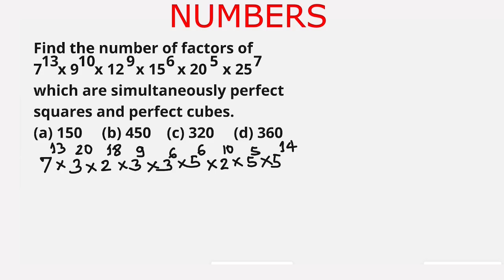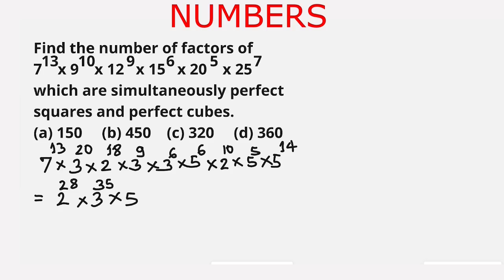Now we have all prime numbers. So we properly arrange it from lowest to highest prime numbers. So this will be 2 to the power 18 multiplied by 2 to the power 10. So we will add their powers. 18 plus 10 is 28 multiplied by 3, and power of 3 we count. 3 to the power 20 multiplied by 3 to the power 9 multiplied by 3 to the power 6. So we add the powers. 20 plus 9 is 29 plus 6 is 35 multiplied by 5.